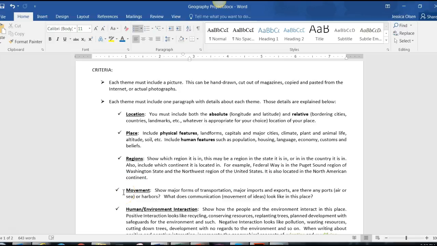Fourth one, movement. Show major forms of transportation, major imports and exports. Perhaps are there any ports like air or sea, maybe harbors? And what does communication, like movement of ideas, look like in this place?